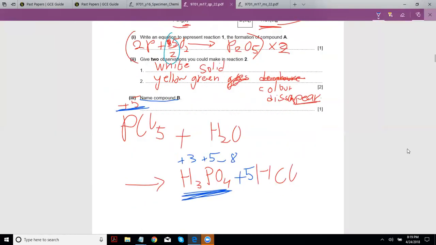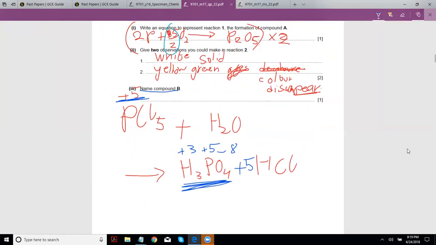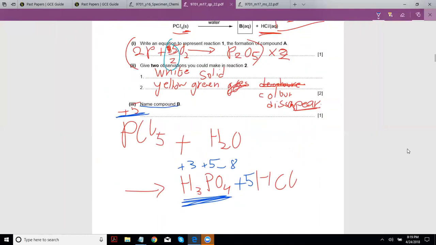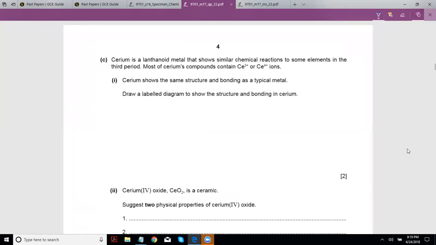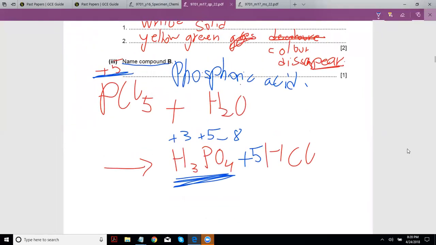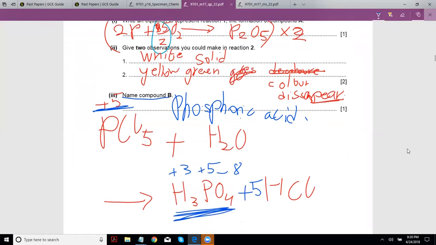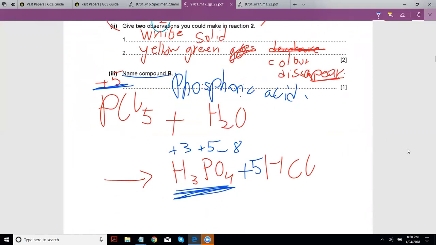Excellent, very high level tip number 1: read the question. So name compound B. Phosphoric acid. Although you need to enter the oxidation number as well when you're writing it in English. You have to add phosphoric(V) acid basically.